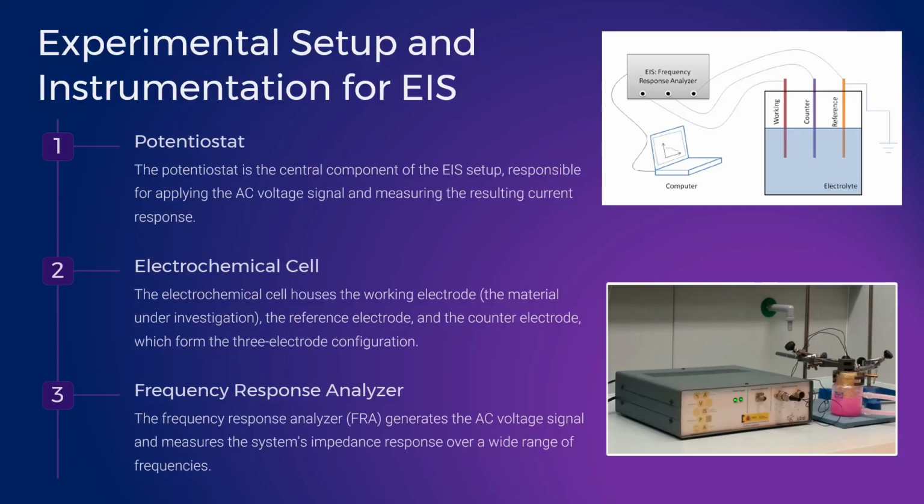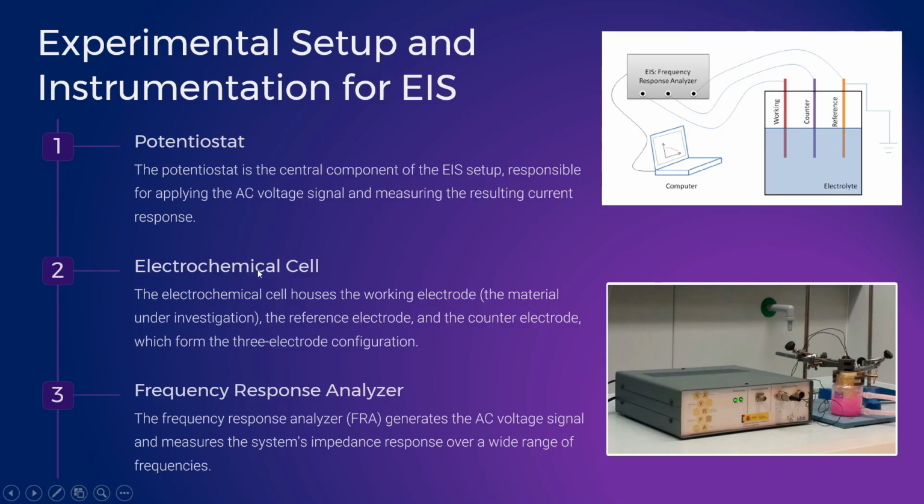So what is the basic setup of this EIS system? It comprises three components: a potentiostat, an electrochemical cell, and a frequency response analyzer. The potentiostat is a central component of the EIS setup, responsible for applying the AC voltage signal and measuring the resultant current response.